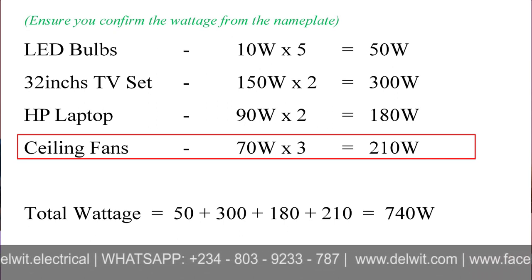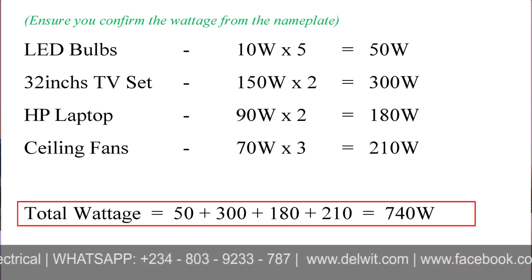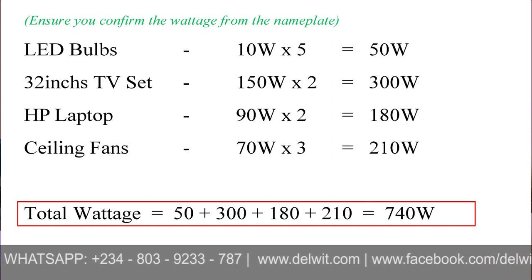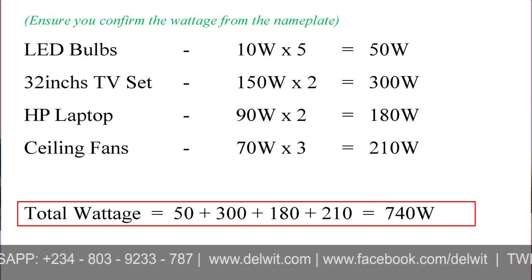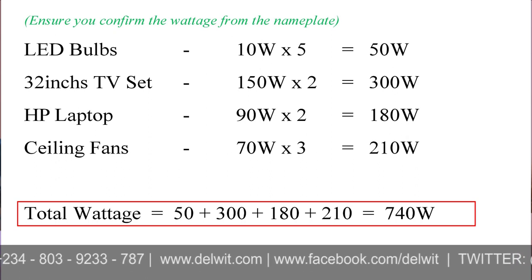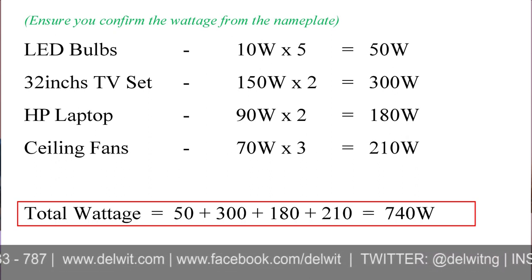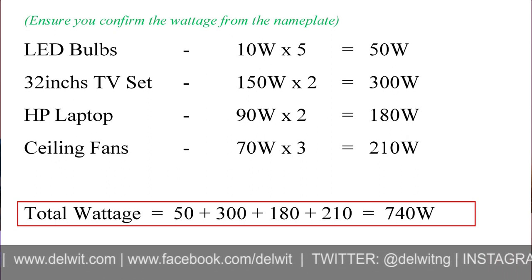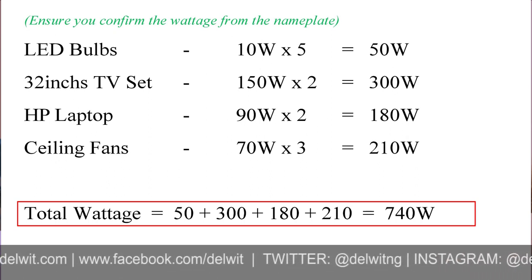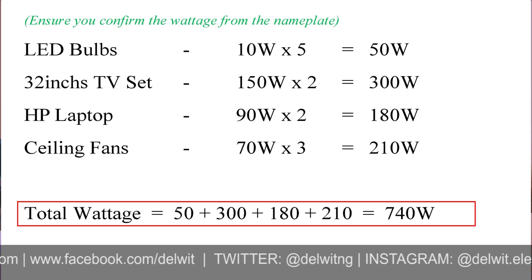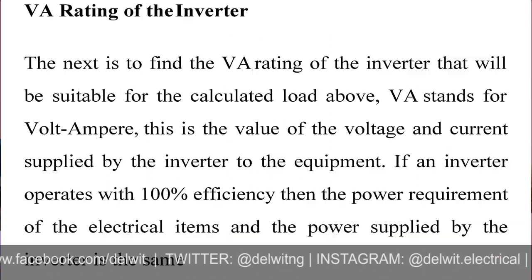Therefore, the total wattage that is required will be your LED bulbs, 50, your 32-inch televisions, 300, your laptops, 180, and your ceiling fans, 210. So 50 plus 300 plus 180 plus 210 will give you 740 watts. So this is your power requirement for your building.